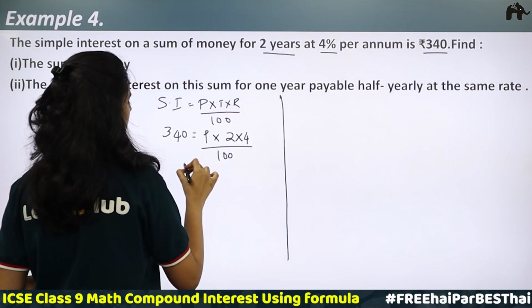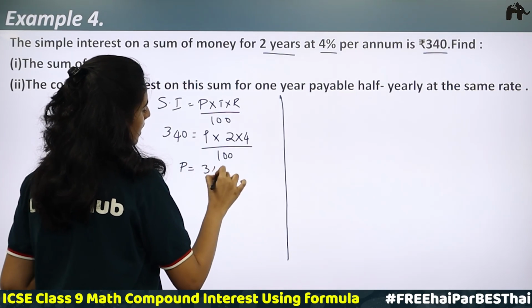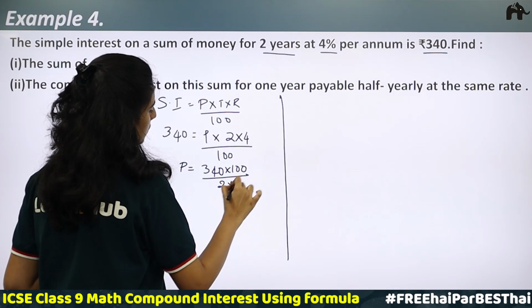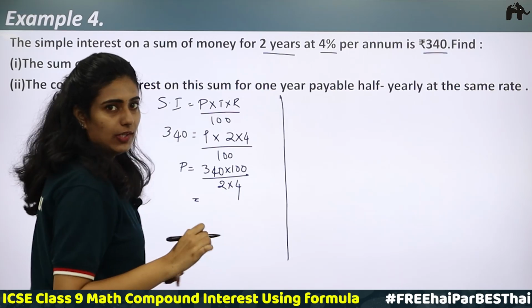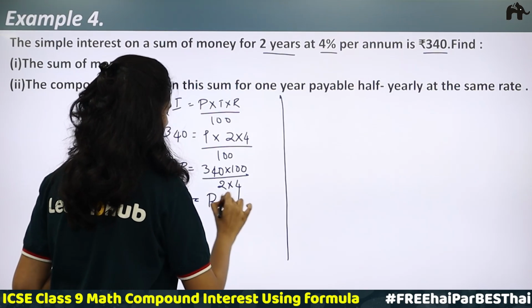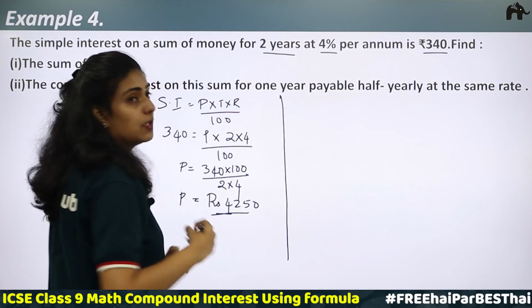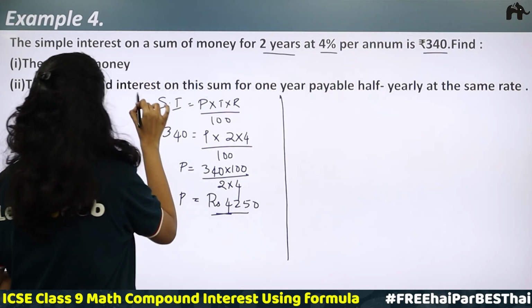100. Okay. So the principal will be 340 into 100 divided by 2 into 4. When you calculate this, you will be getting rupees 4,250. So this is the principal, or this is the sum. So first part of the question is complete.